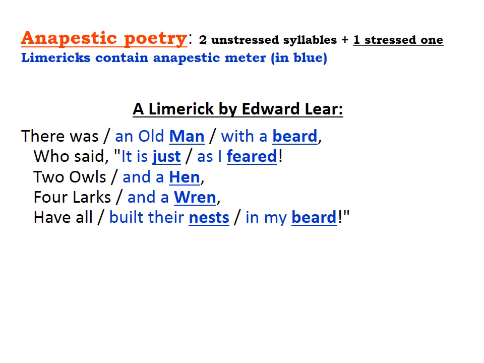Here's an example of anapestic poetry. This is 2 unstressed syllables plus 1 stressed one. And this is a limerick. Limericks are usually supposed to be somewhat humorous.